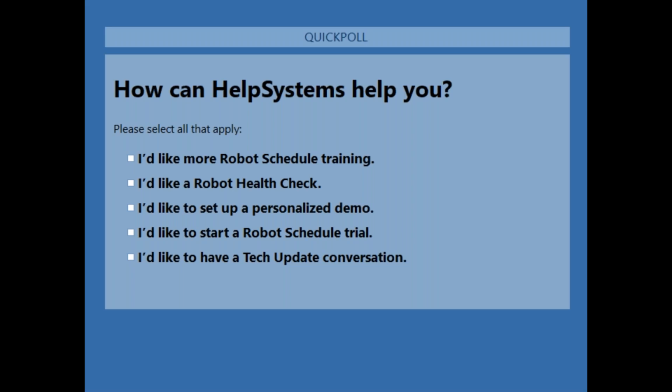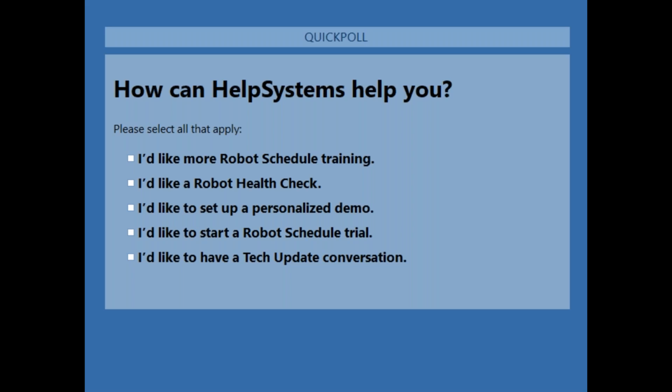All right. How can Help Systems help you? Select all that apply. I would like more Robot Schedule training. That means you'll be working with Mark and Brian in our services group. I'd like a Robot health check, where we'll spend some time, take a look at how you're using the product and make suggestions. I'd like a personal demo. We'll do that also. Maybe you want to install Robot Schedule and get started. Certainly, just work with your sales rep. They'll give you a trial. It's the actual product, and you can start creating jobs that you'll use in production.